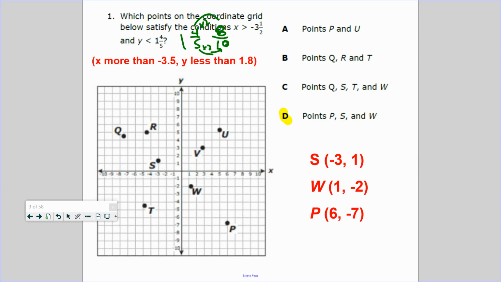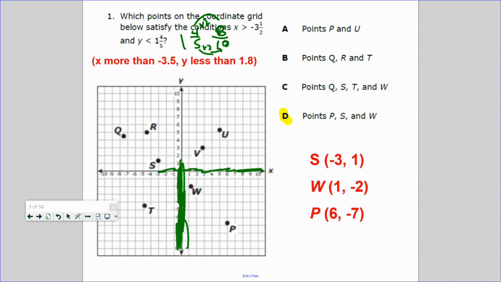So x, again, this is the x-axis. It has to be more than negative 3.5. So it's going to be all of these numbers. But y, this is the y-axis, it has to be less than 1 and 4/5 or 1 and 8/10. So y has to be less than this. So which numbers would satisfy it? Well, let's look.